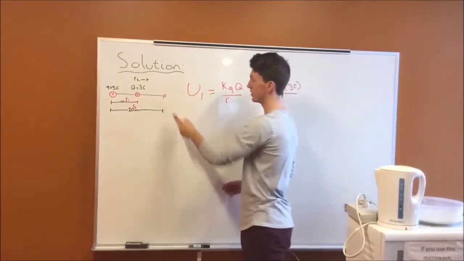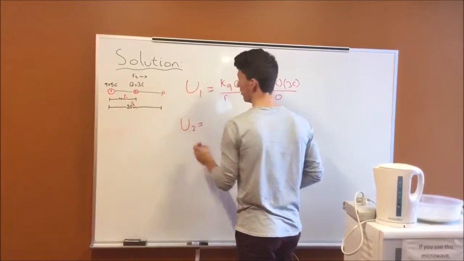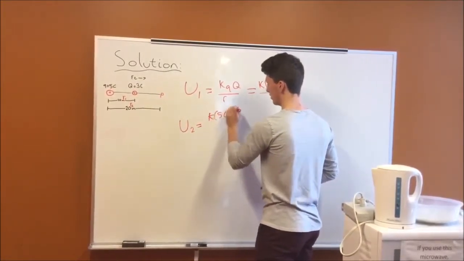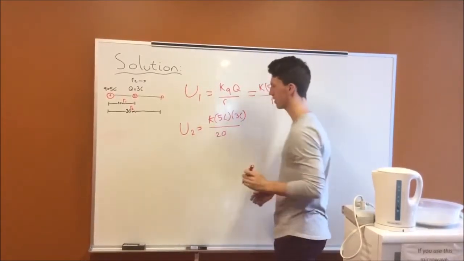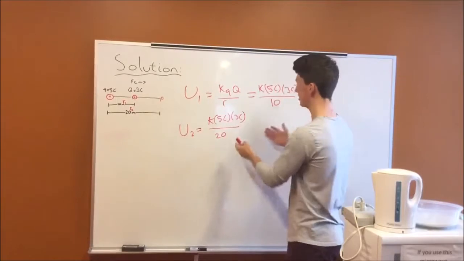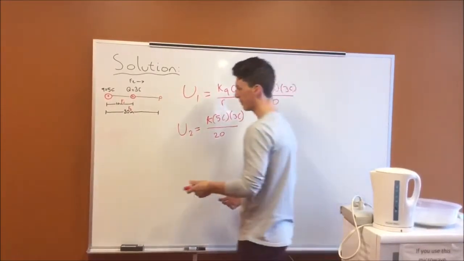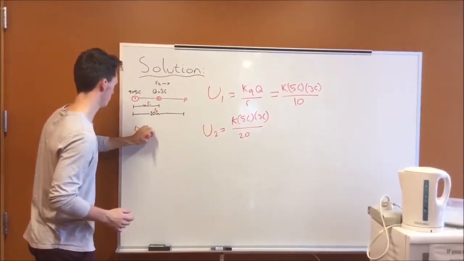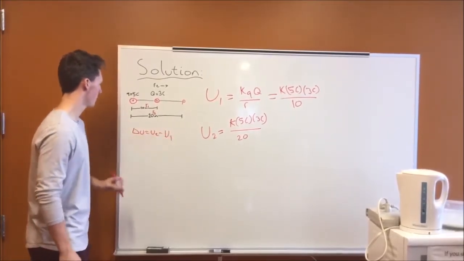And then the second potential energy, the final potential energy, would be U2, and that would be K times 5 coulombs times 3 coulombs divided by 20. And then to simultaneously solve these, we want to plug them into delta U, the change in potential energy. So I'm going to go over here, and I'm going to get delta U equals U2 minus U1.